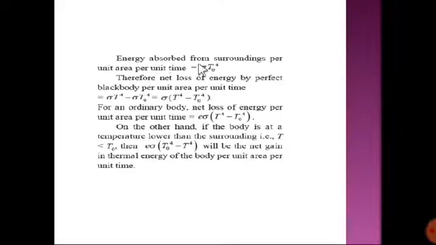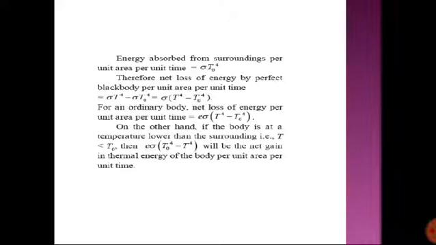What will be the net energy loss? So energy absorbed from the surrounding per unit area per unit time, as we have seen this. Therefore, the net loss of energy will be sigma T raised to 4 minus sigma T0 raised to 4. By taking out sigma, we are getting sigma times T raised to 4 minus T0 raised to 4. Now, what happens to an ordinary body? For an ordinary body, we have to multiply it by the term e, because there will be some emission. So it will be e sigma T raised to 4 minus T0 raised to 4.